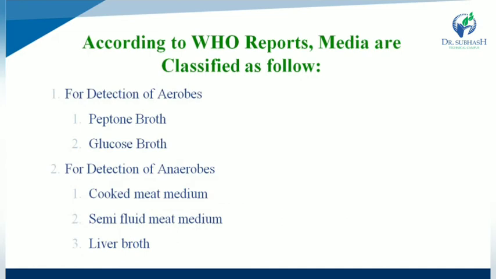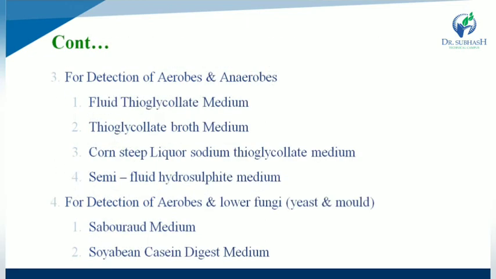According to the WHO, World Health Organization report, culture media are classified as follows. First, for detection of aerobes, two types: peptone broth and glucose broth. Next, for detection of anaerobes: cooked meat medium, semi-fluid meat medium, and liver broth. For detection of aerobes and anaerobes, four media: fluid thioglycolate medium, thioglycolate broth medium, corn steep liquor sodium thioglycolate medium, semi-fluid hydrosulfite medium. Next, for detection of aerobes and lower fungi: Sabouraud medium and soybean casein digest medium.